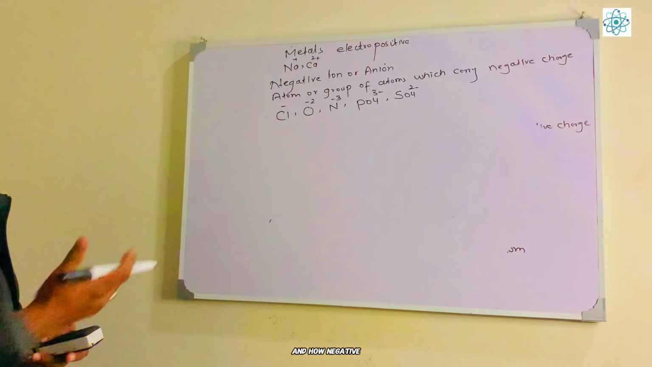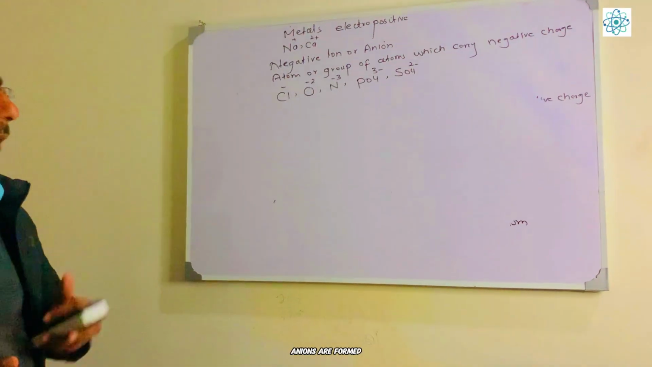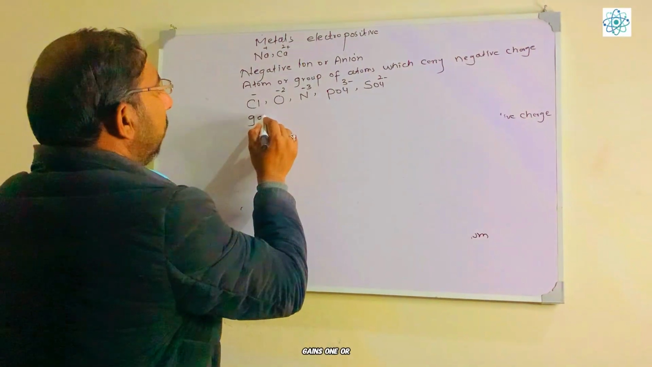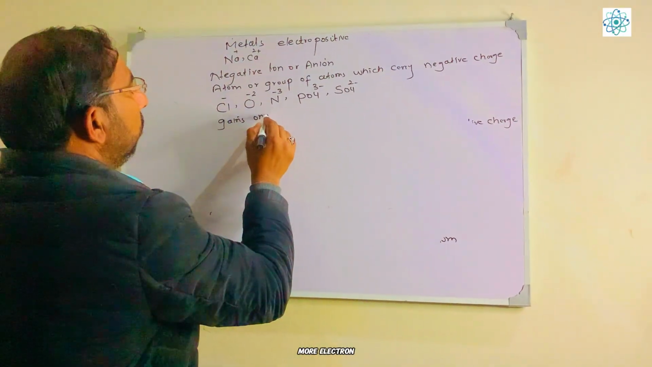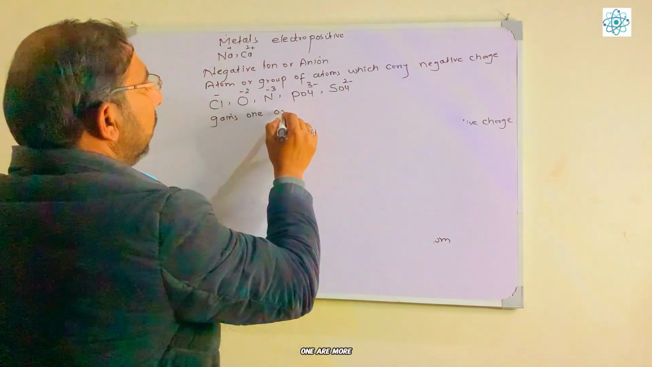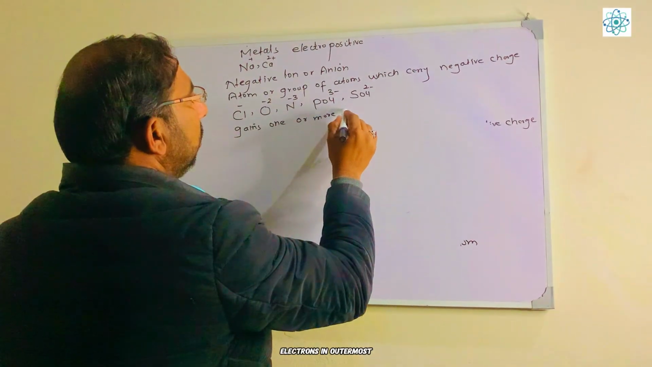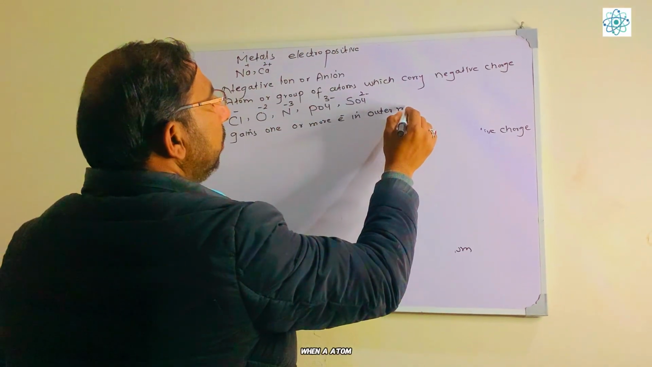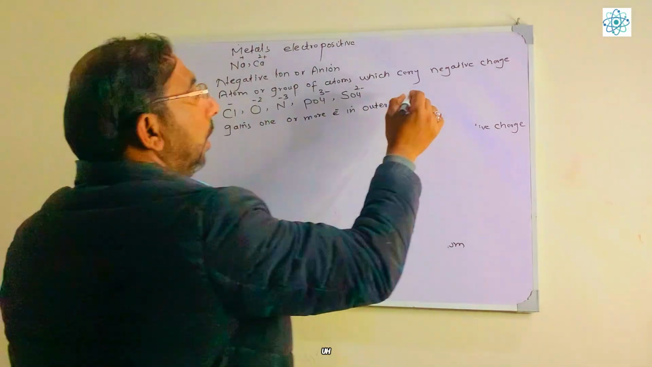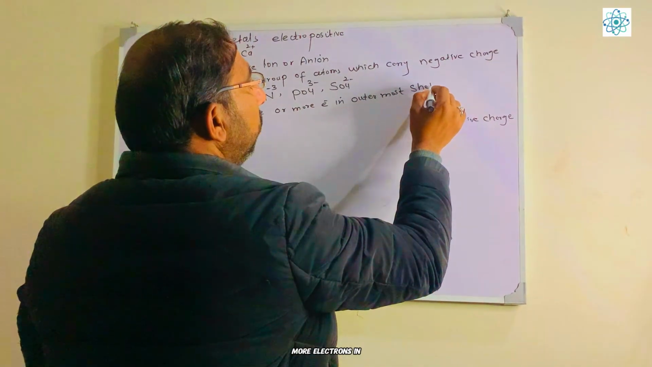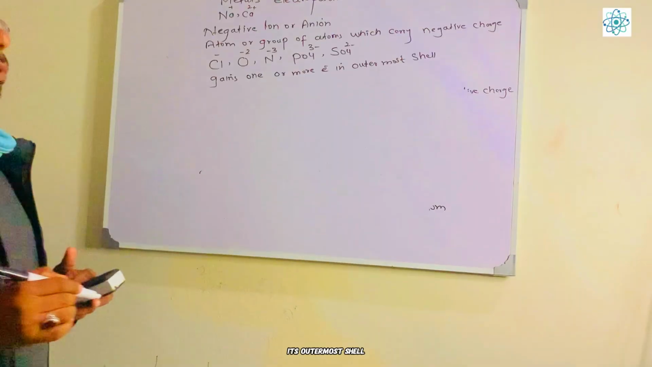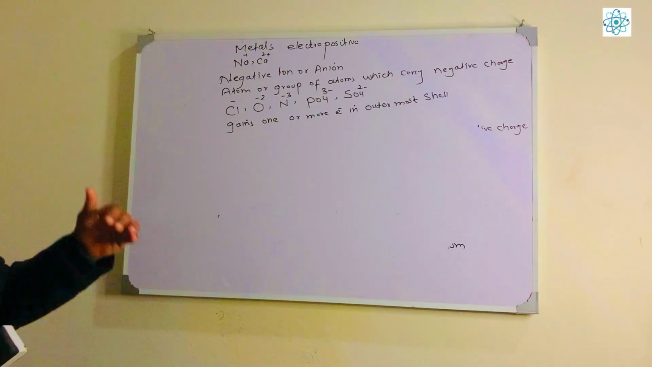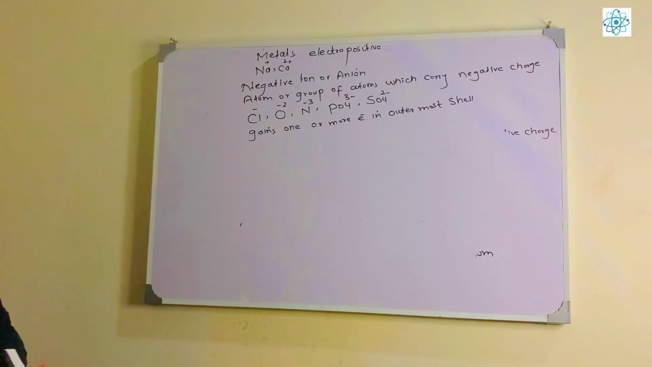And how are negative ions or anions formed? These are formed when an atom gains one or more electrons in its outermost shell. When a neutral atom gains one or more electrons in its outermost shell, then it has a negative charge and is called a negative ion or anion.